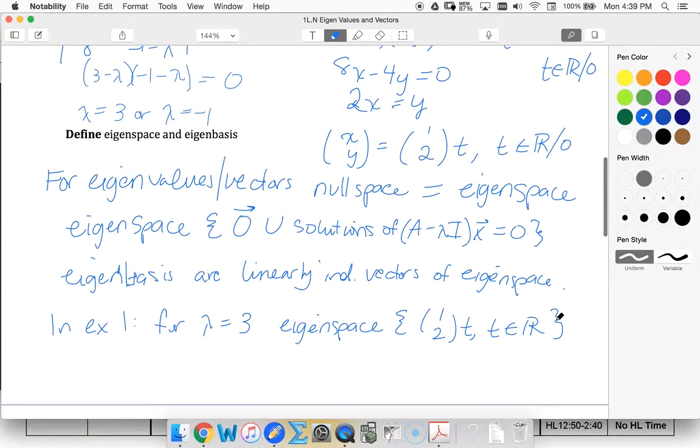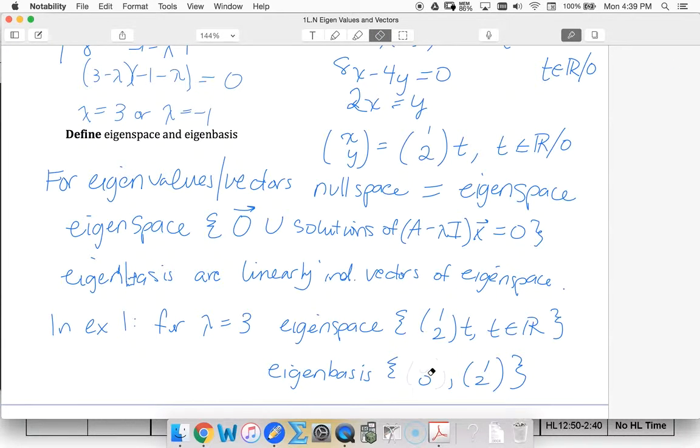And the eigenbasis would be the 0 vector and our 1, 2 vector. And actually, we don't even need to include this because the 1, 2 would end up turning into 0 as one of our linear factors. So I'm going to go ahead and take that back out. All right, so there you go, eigenspace and eigenbasis.